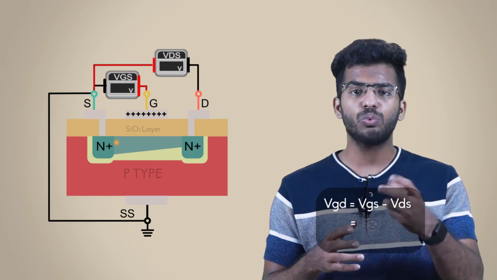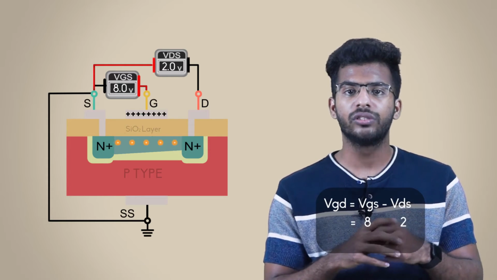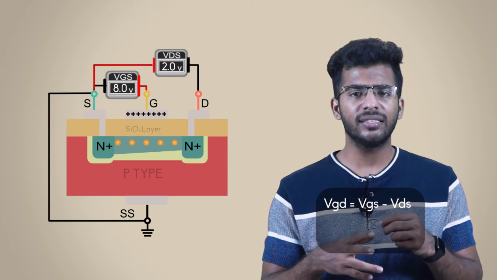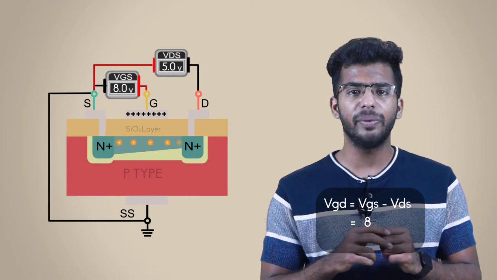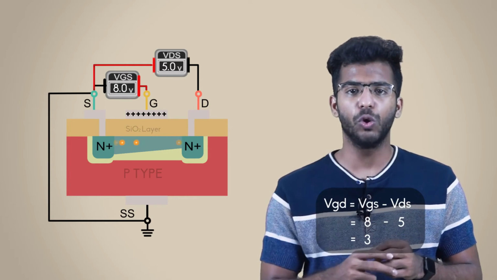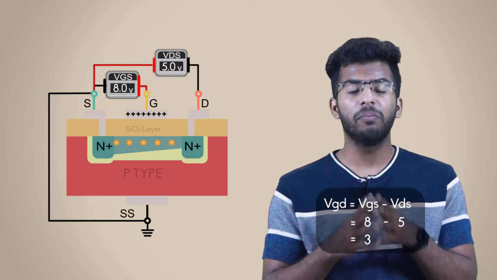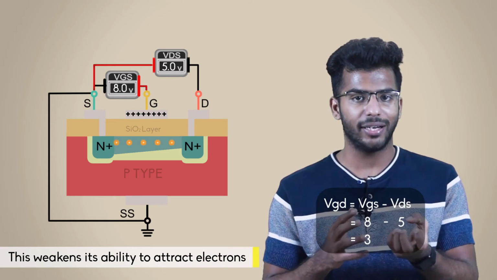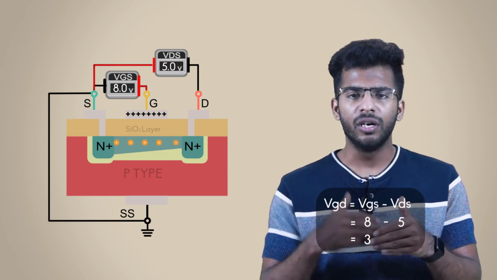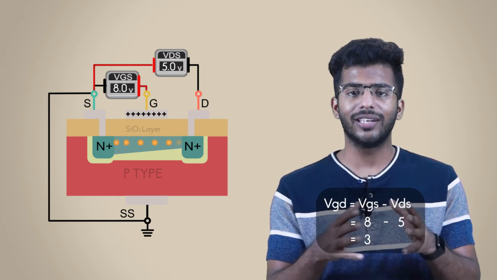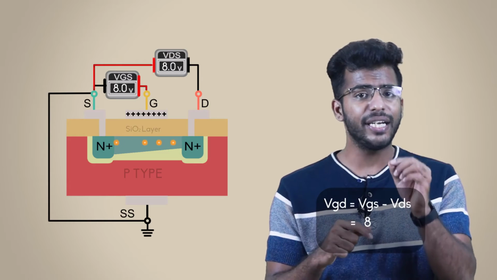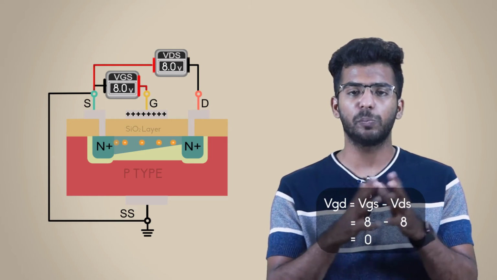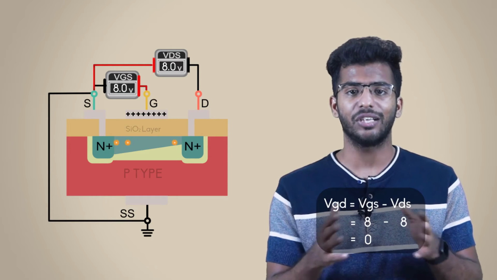So, when the VGS was 8 volts and VDS was 2 volts, VGD will be 8 minus 2, 6 volts. But when VDS is increased to 5 volts, VGD will be 8 minus 5, which is 3 volts. So, the drain has become less positive. This weakens its ability to attract electrons. The channel starts to offer more resistance and ID starts to level off. Finally, at VDS equal to 8 volts, the VGD will become 0 and the channel is pinched off. The drain current ID saturates.